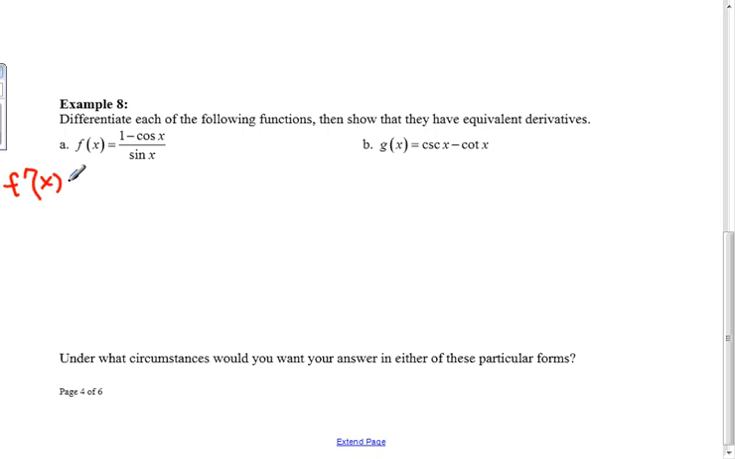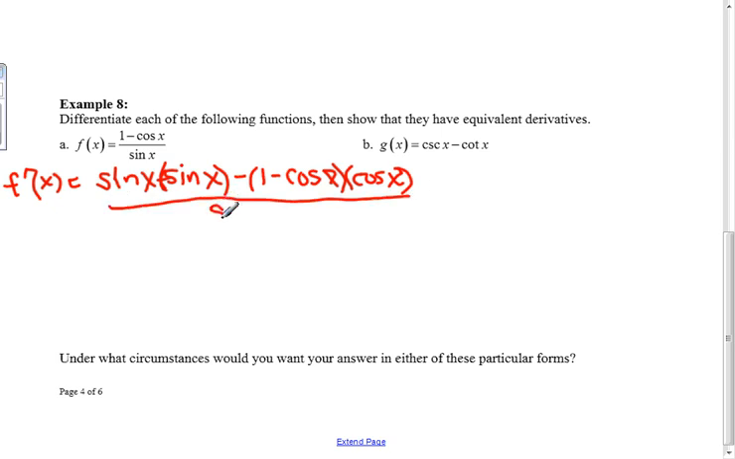Alright, f prime of x equals ho d high, sine of x times the derivative of the top. And it looks like it's going to be sine squared of x. Alright, minus high d ho, the top function, times the derivative of the bottom function. So the derivative of sine would be cosine. All over ho ho, sine squared of x.